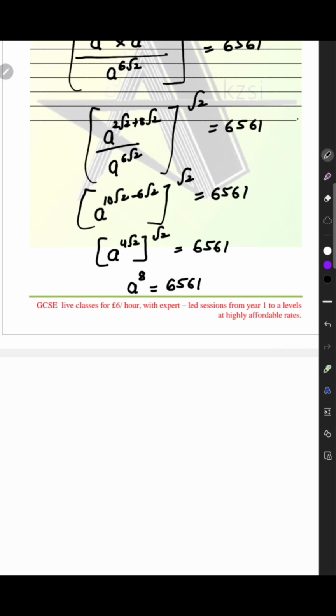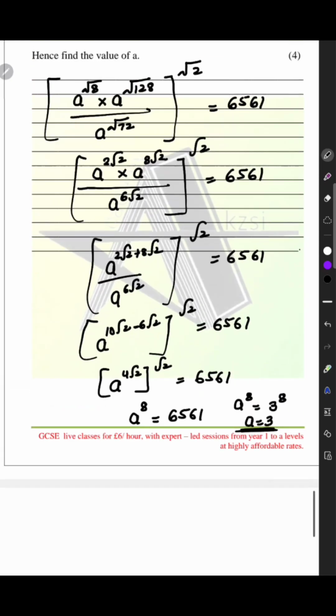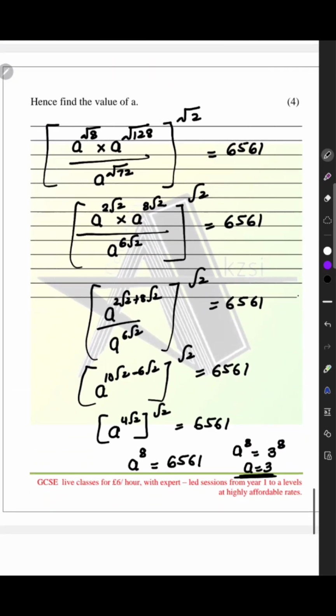Now 6561 can be written as 3 to the power of 8. So a to the power of 8 is equal to 3 to the power of 8. On comparing, I'll get a is equal to 3. And that's your answer. So that's it for today.